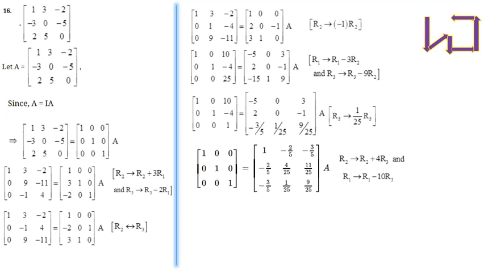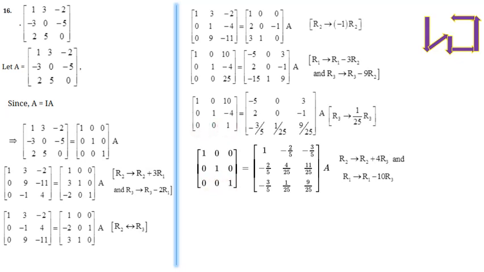Next, R2 is 1 plus 4 into 0, which is 1 only. Next is R2, minus 4 plus 4 into R3. 4 into R3 is 4 into 1, that is minus 4 plus 4, that becomes 0. Next, the third row remains the same, 0 0 1.